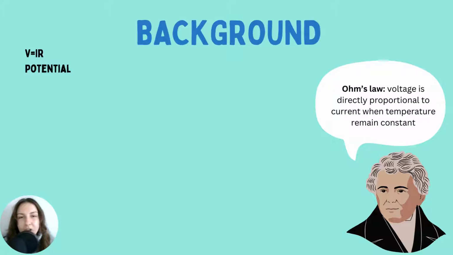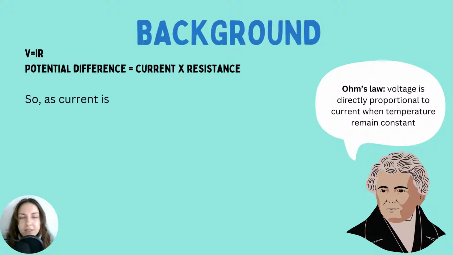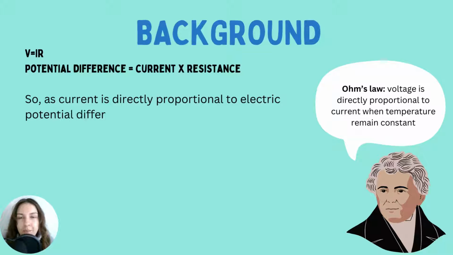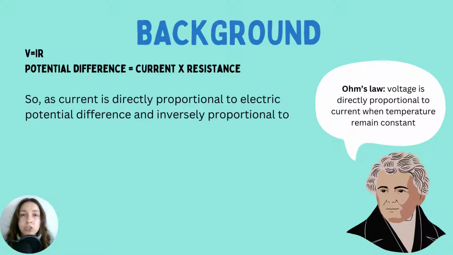So, if we look at the different information you need to know at this stage in the course, you need to know about Ohm's law. Now, Ohm is a scientist. He came up with this idea that as you increase the current, you also increase the potential difference. And this is only when the temperature remains constant, which is quite challenging to do, especially in a circuit where wires can get quite hot.